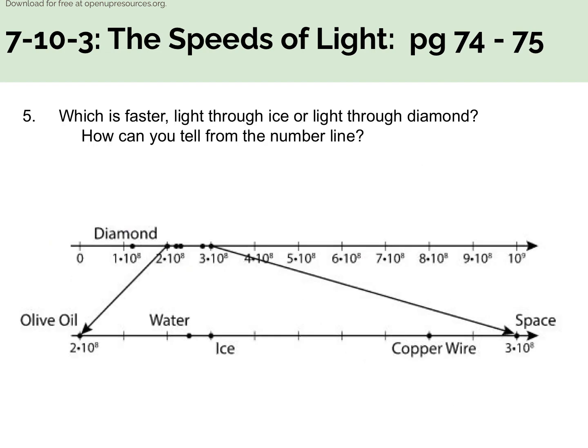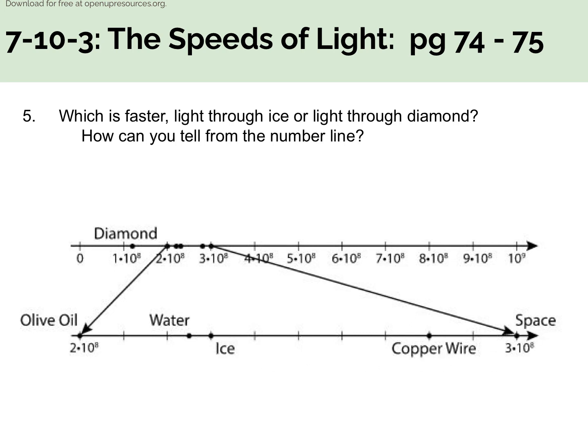So here are the answers of where you should have plotted those points. Notice how the diamond is 1 times 10 to the 8th. It wasn't in the middle in here because it's 1, and the zoomed-in line went from 2 times 10 to the 8th to 3 times 10 to the 8th. So we see the normal number line and then the zoomed-in number line with the oil, water, ice, copper, and then the space itself.